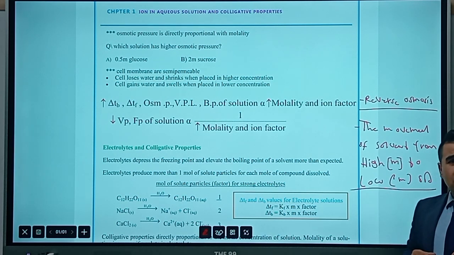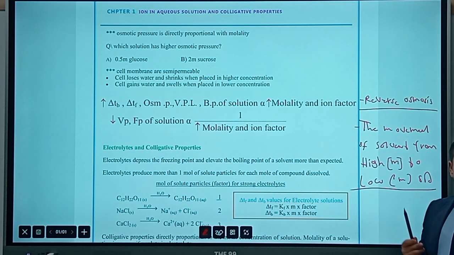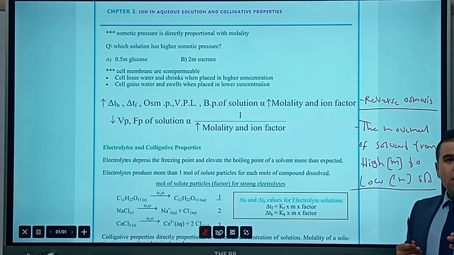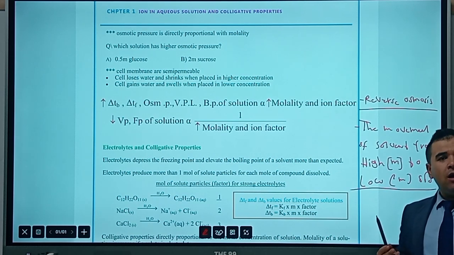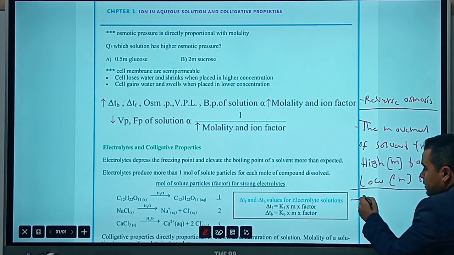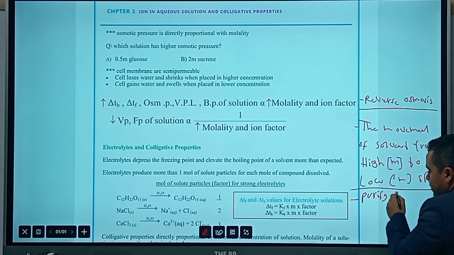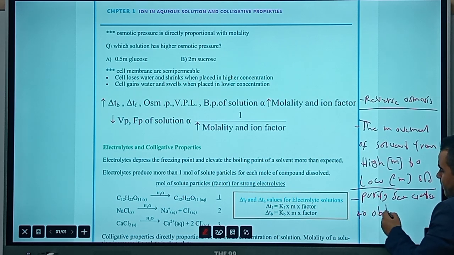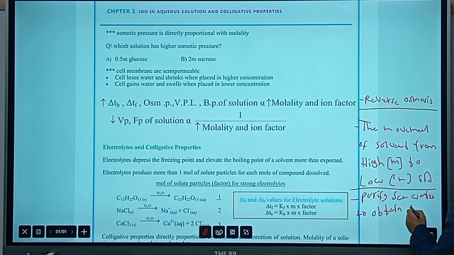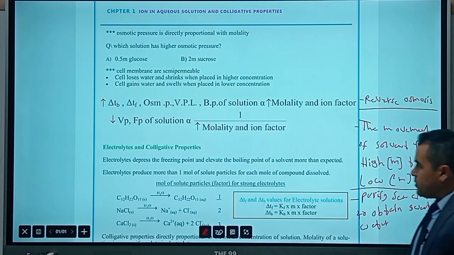We have many industrial applications of the reverse osmosis. Mainly it is used to purify salty water, the seawater, in order to get sweet water. So it's used to purify seawater to obtain sweet water or fresh water. This is the application of the reverse osmosis.